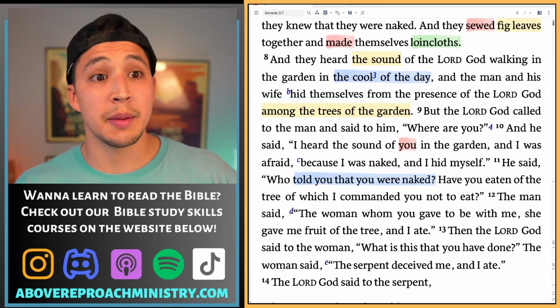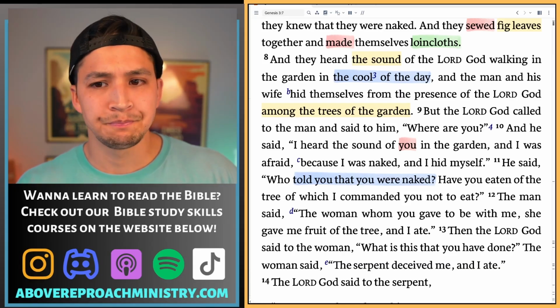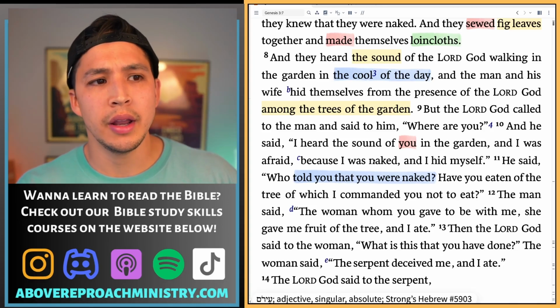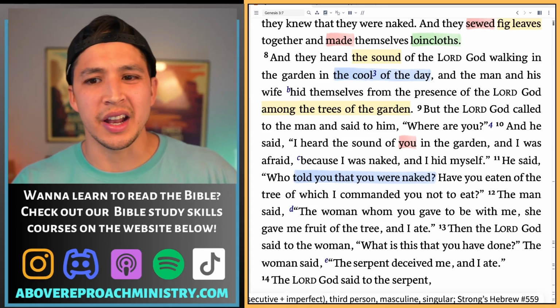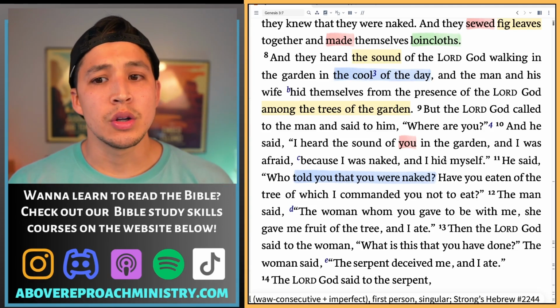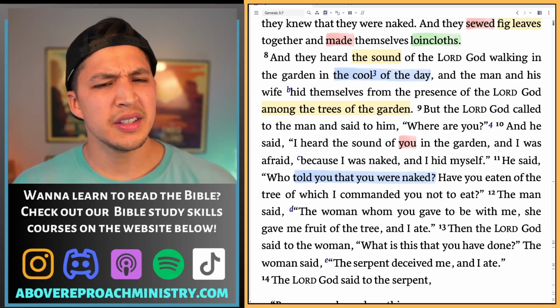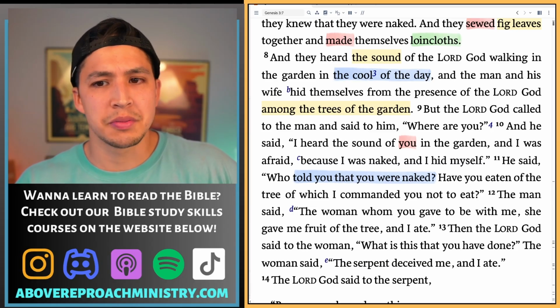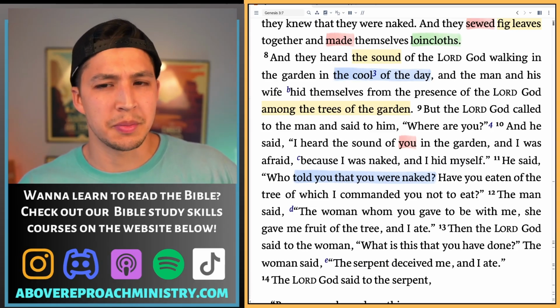What does this highlight about their relationship currently? Verse 10: "I heard the sound of you in the garden, and I was afraid because I was naked, and I hid myself." And he said, "Who told you you were naked?" Why does Adam's nakedness prompt fear in him to be afraid of God's presence? Why is that a natural response?